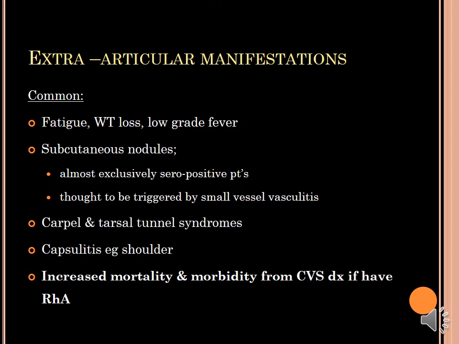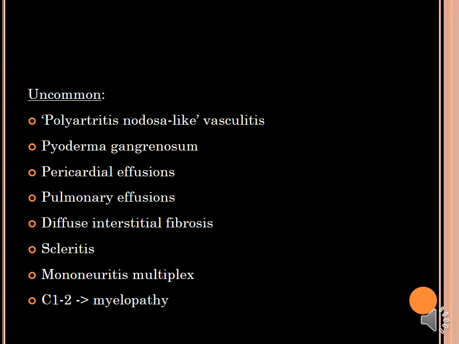Carpal and tarsal tunnel syndromes, capsulitis of the shoulders with secondary frozen shoulder is a common finding. Increased mortality and morbidity from cardiovascular disease. This point is very important. In rheumatoid arthritis, mortality from cardiovascular disease is very much increased as compared to the normal population.